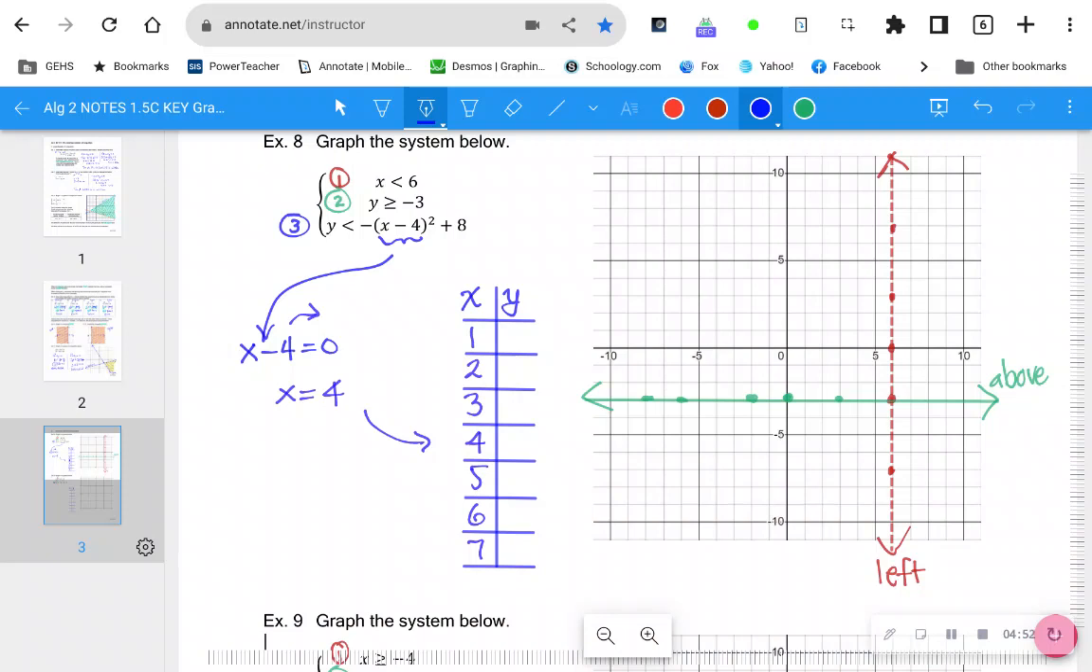Okay, so let's find the middle number first. Let's find this value. And you're going to get that by putting a 4 right there. So 4 minus 4, you do that much first, would be 0. 0 squared is still 0. The opposite of 0 is still 0. And 0 plus 8 gives 8. So we end up with 8.